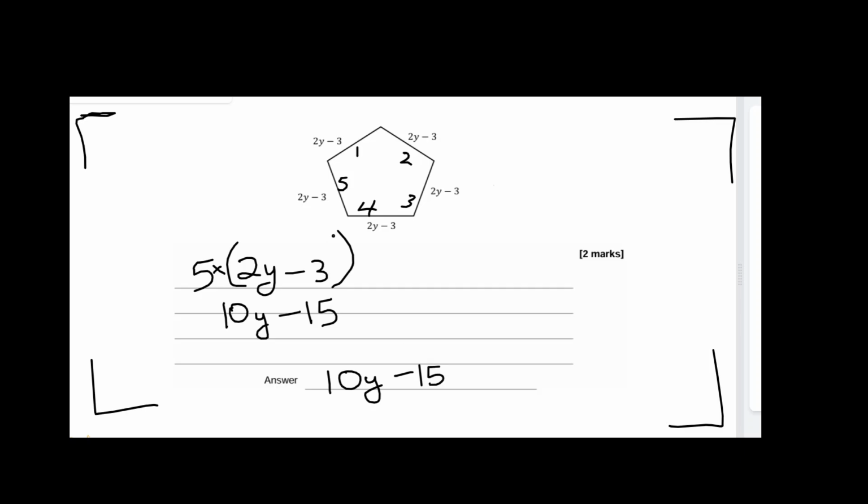And if you're not sure, you just want to have a quick look: you have 2y, that's 4y, plus another 2y, that's 6y, plus another 2y, that is 8y, and plus this last one, that is 10y, which corresponds with that. Then we have minus 3, that is minus 6, minus 3, that is minus 9, minus 3, that's minus 12, and minus 3, that's minus 15, which corresponds to what we have here.